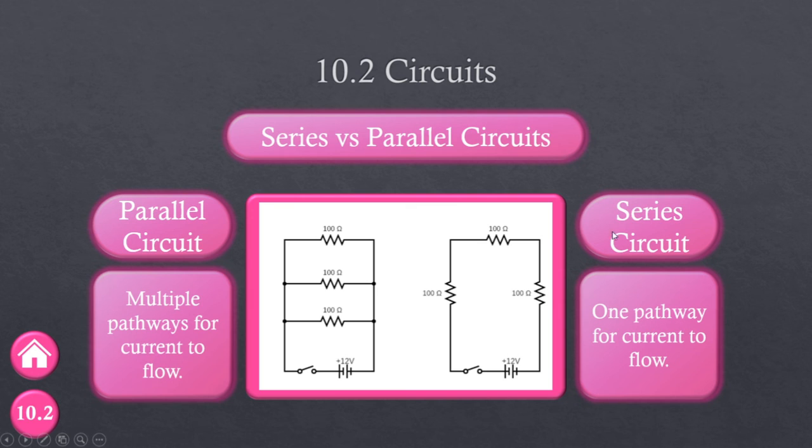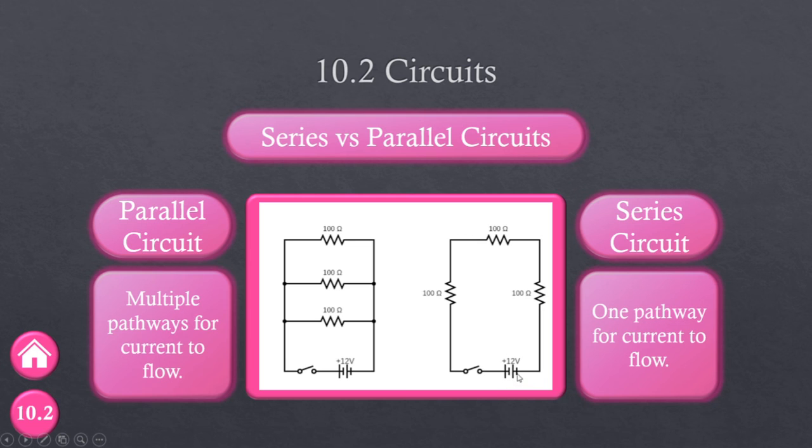The circuit on the right is called a series circuit. There's only one pathway that these charges can follow. So once an electron leaves the battery, it must pass through all three resistors before it returns to the battery. It has no other choice.